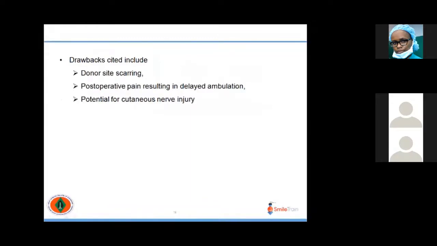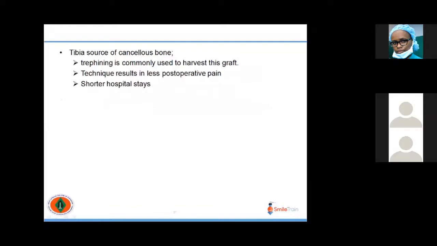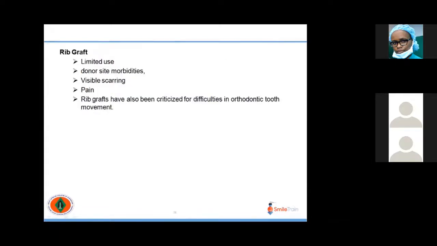Tibial bone is another source for alveolar bone grafting. This requires trephining with no direct opening of the site. With this technique there is less pain post-operatively and a shorter hospital stay. Rib graft has limited use because of donor site morbidity, visible scarring, and pain. Rib grafts have also been criticized for difficulties in orthodontic tooth movement.